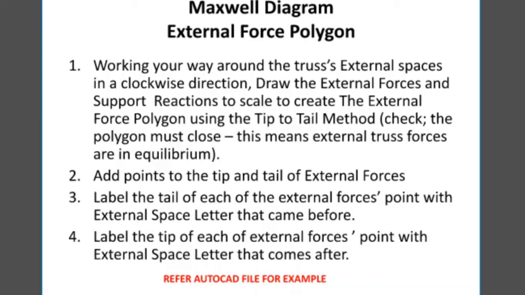Next, we add the points to the tip and the tail of the external forces. We will label the tail of each of the external forces points with the external space letter that came before the force, and then we will label the tip of each of the external forces point with the external space letter that came after. Once again, please refer to the AutoCAD file for this example.